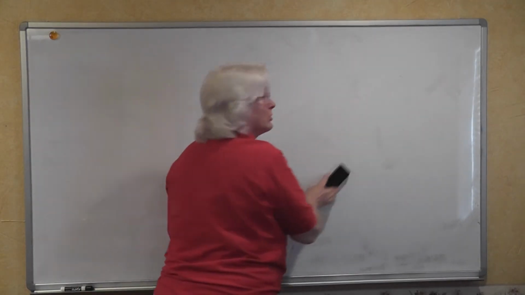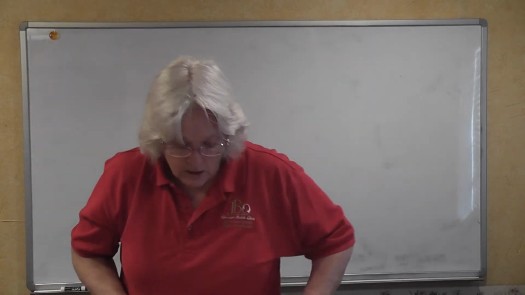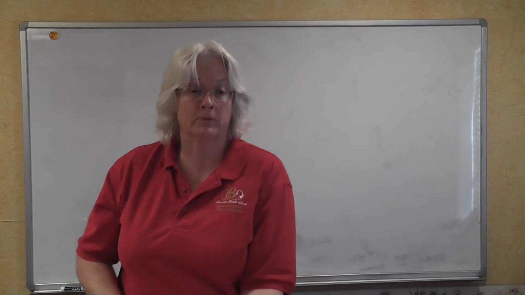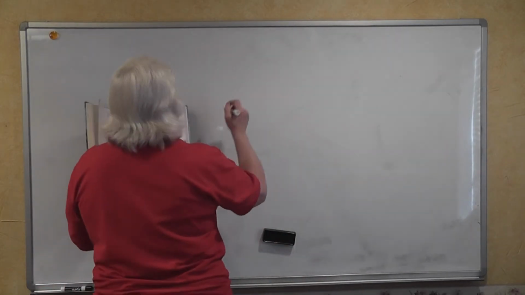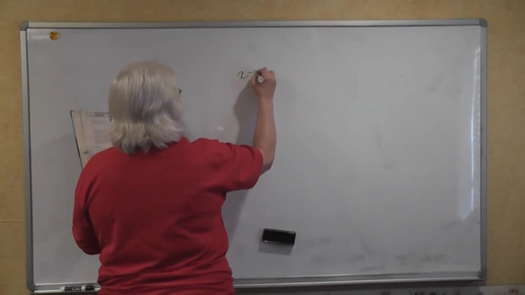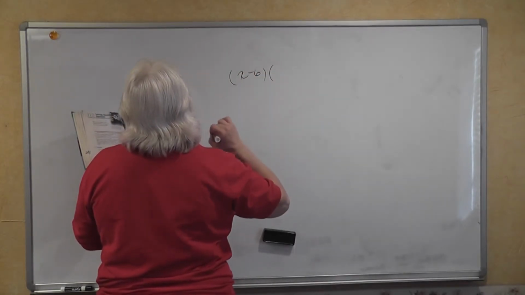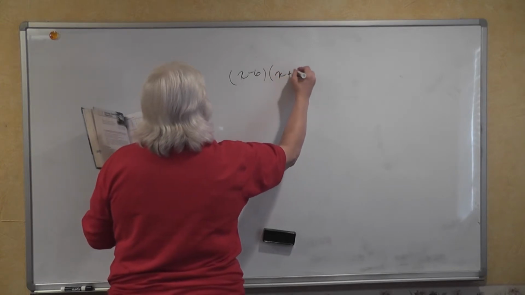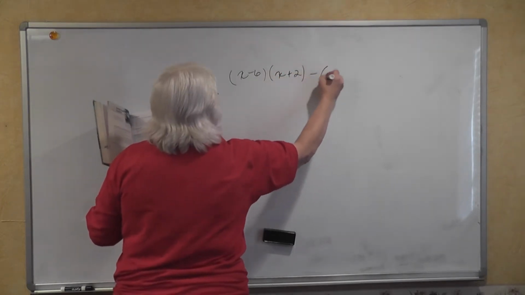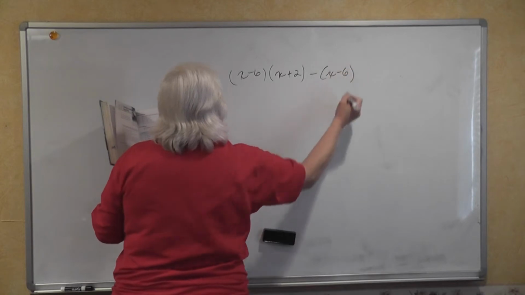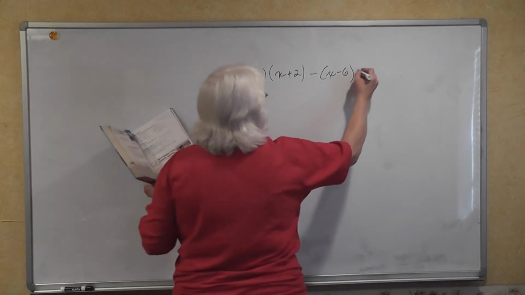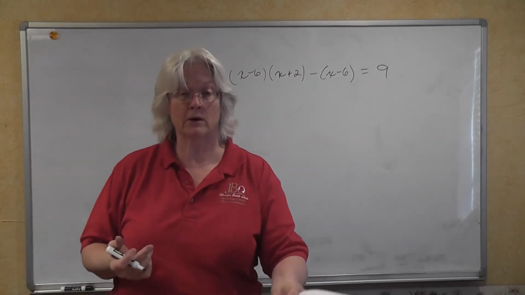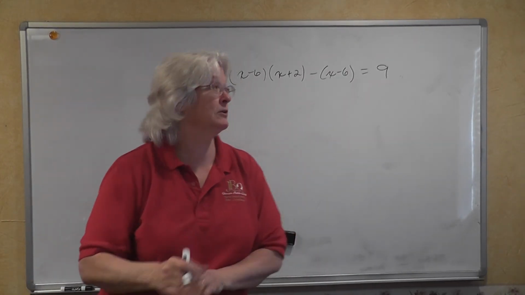Let's see if there's one more problem to do. How about this one? This is problem number 28. We have quantity x minus 6 times quantity x plus 2 minus quantity x minus 6 is equal to 9. What in the world are we going to do here? And what trap have they laid for you?